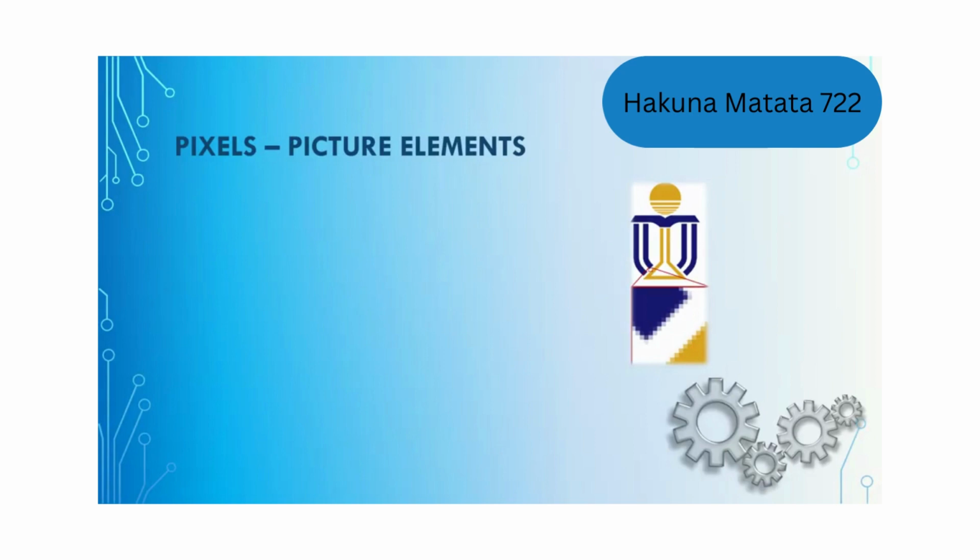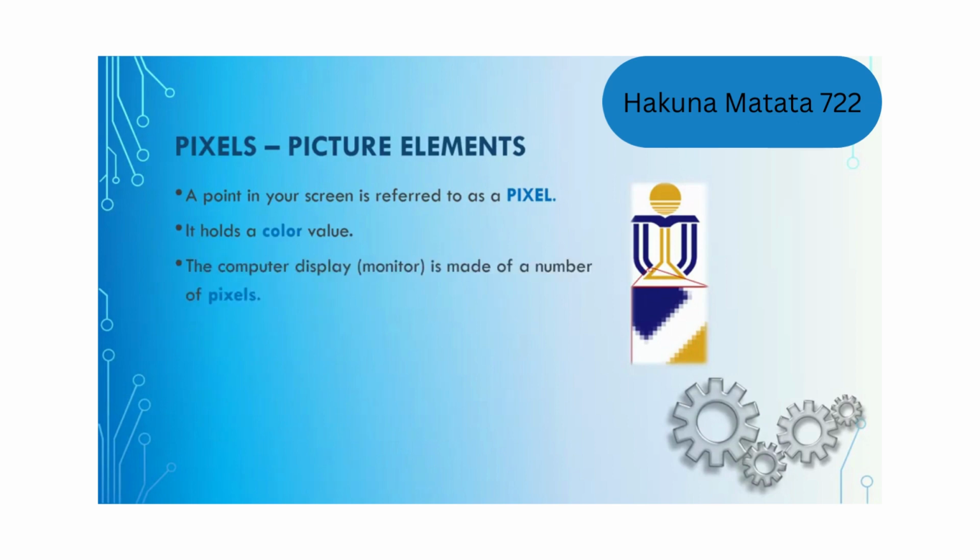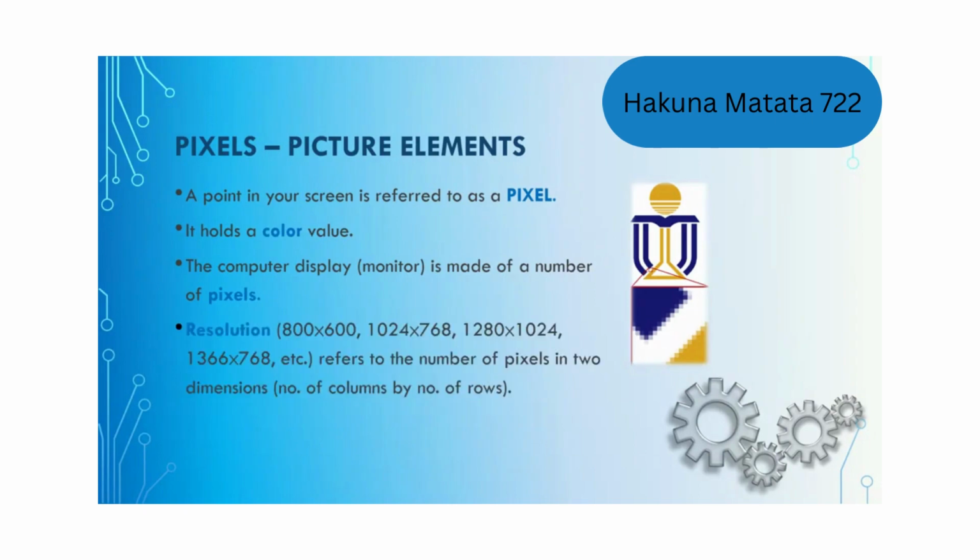So first, let's focus on bitmap image. We know that bitmap image is based on pixels, and basically a pixel is just a point on your screen. It holds a color value, and the computer display, meaning the monitor, is made up of a number of pixels. If you're talking about the resolution, it refers to the number of pixels in the two dimensions, one for the columns, another one for the rows. And you can see some example resolutions in the slides, for example, 800 by 600, 1024 by 768.